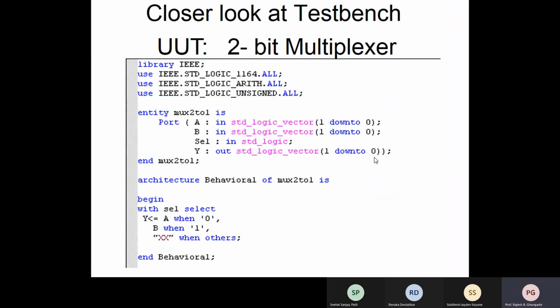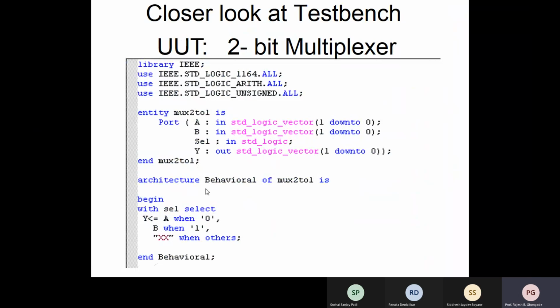a 2-bit multiplexer design. What is the architecture? It's a behavioral type, so I'm giving it the name behavioral. With cell select, so it depends on the cell. With cell select, Y is assigned A, so the output will be directed to Y when A is 0, when cell is 0, and this B input will be directed to the output when cell is equal to 1, and don't care when others. Okay, so this is the simple 2-bit multiplexer design.